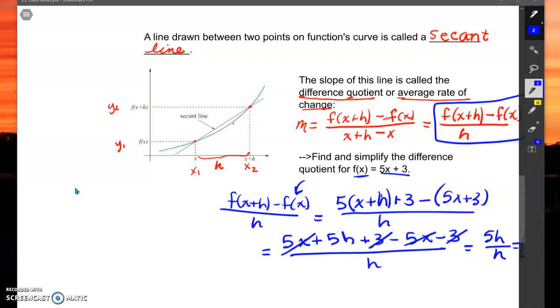Okay, that is it for section 2.2. And by the way, this concept we just talked about here with the difference quotient, this is a big concept for calculus. So those of you that are going on to pre-calculus or calculus class, you'll get very familiar with this. So it's something you'll use over and over.